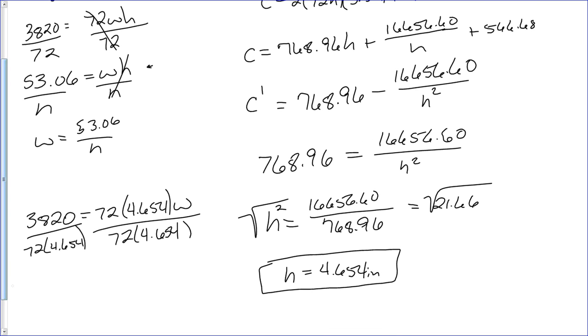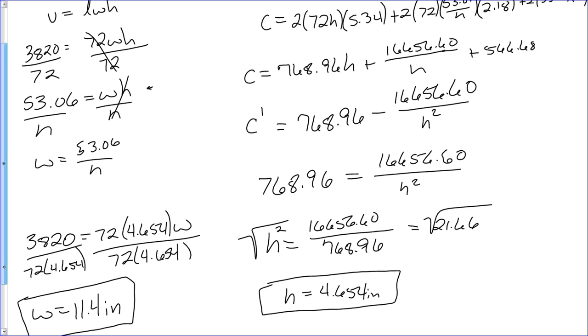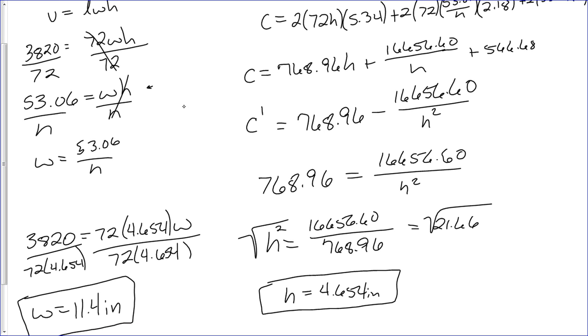And W comes out to be 11.4 inches. Okay, 11.4 inches. Now, it wants the total cost of the box. I'm not going to go through the time to do the total cost of the box, but if you remember, this equation here represents the total cost of the box.